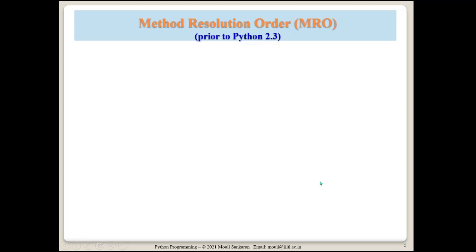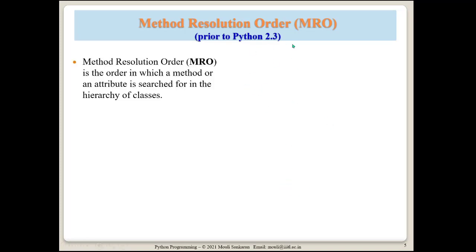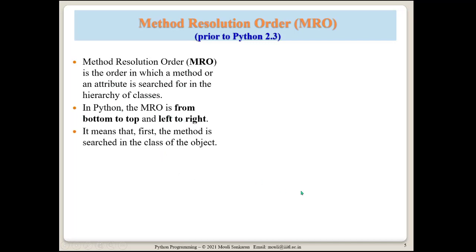Now, as I told you, if you are not overriding, then if you are using the method, it will be searching for that method in any of the parent classes. Now, prior to Python 2.3, what was followed? I will tell you. The method resolution order is the order in which a method or an attribute is searched for in the hierarchy of classes. In Python, the MRO is from bottom to the top and left to right. Okay. Now let me explain that.